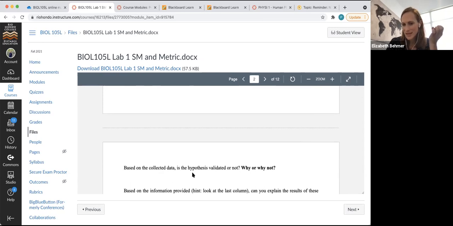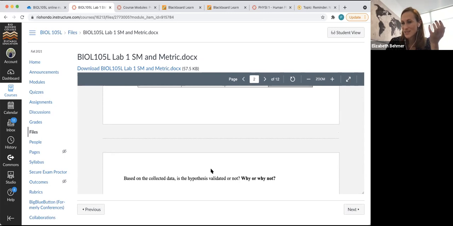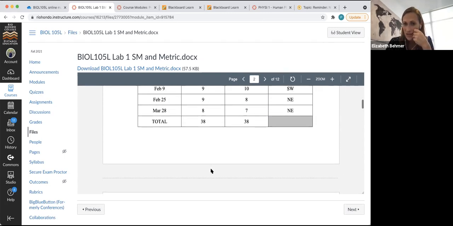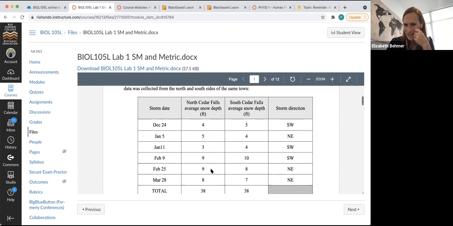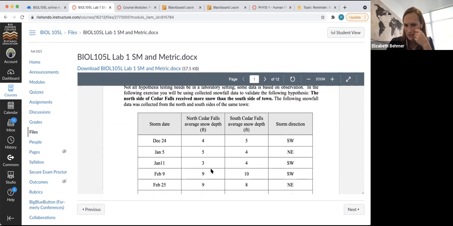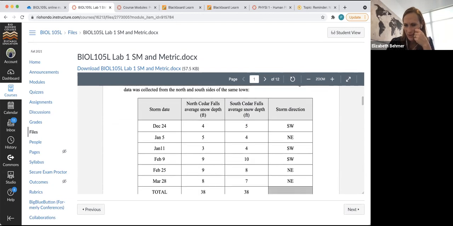Based on the collected data, is your hypothesis validated or not? That means, was the hypothesis they stated true? What do you guys think in the chat? The hypothesis is that the north side of Cedar Falls received more snowfall than the south side.